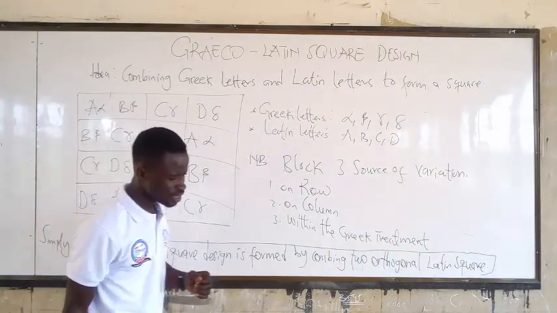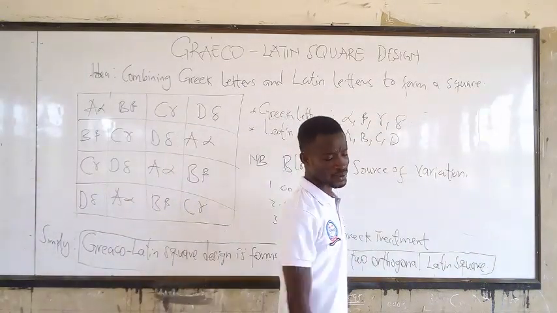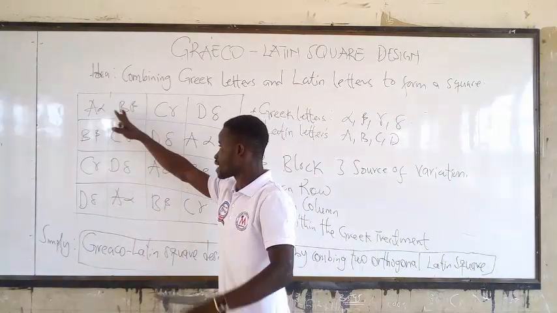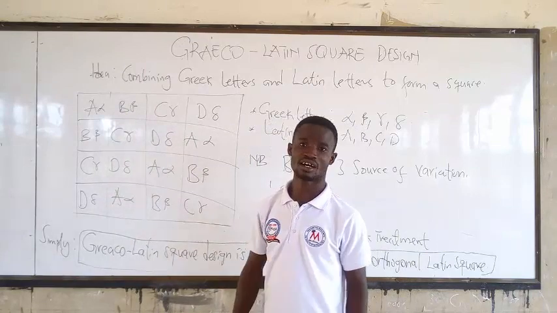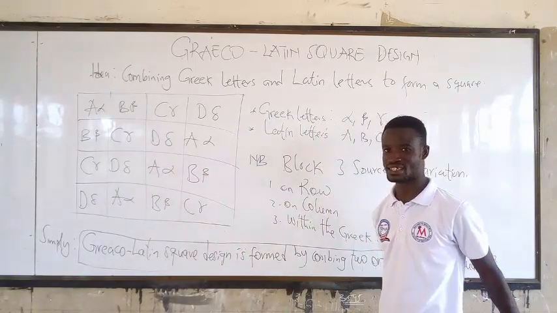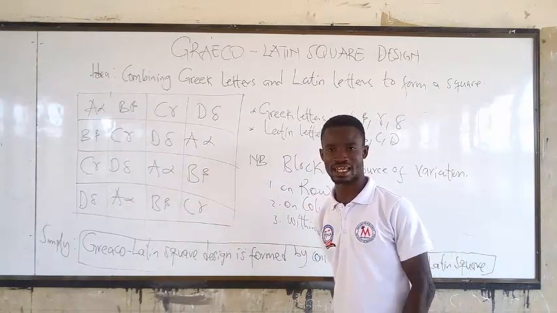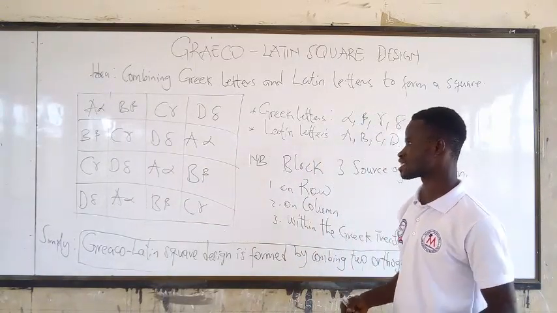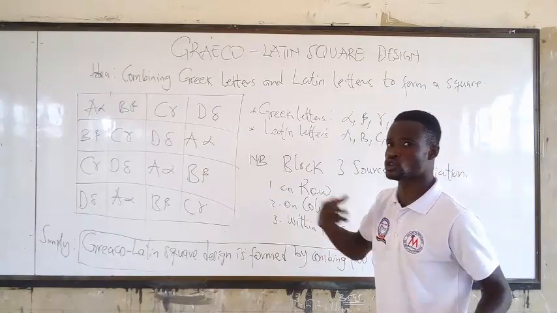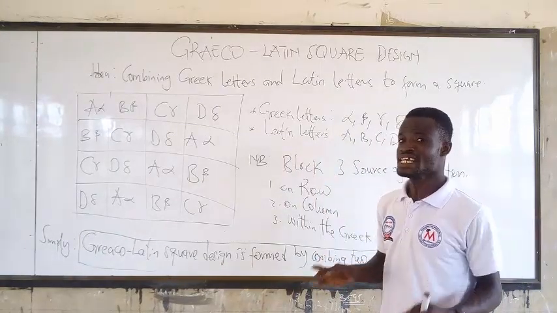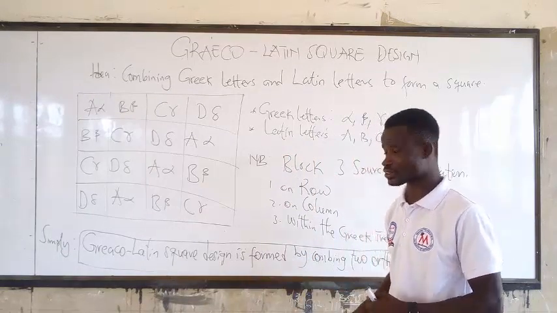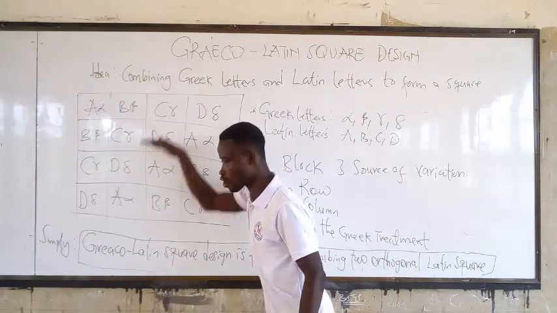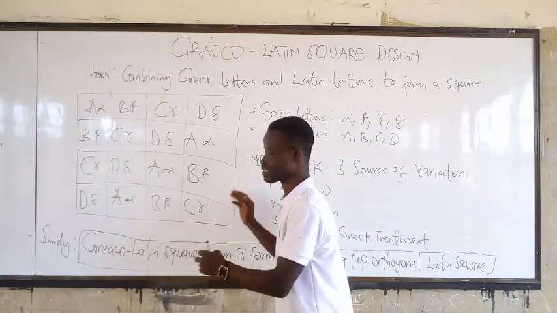So this is what we are going to do, and it is so beautiful. You are going to be giving numbers inside here, like what we do in the Latin. But in the Latin, there are no Greek letters. So here, you are going to deal with two treatments. Listen well. Now you know your rows, you know your columns, and you will sum it like that.